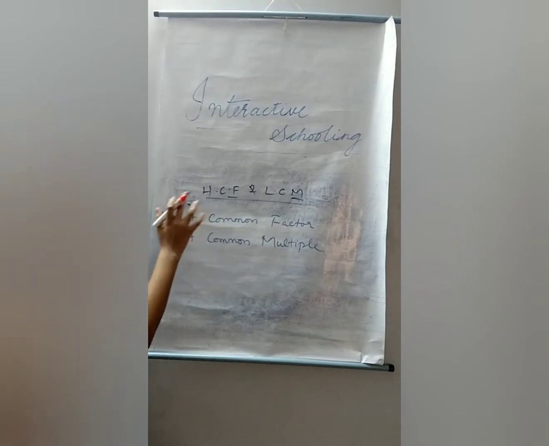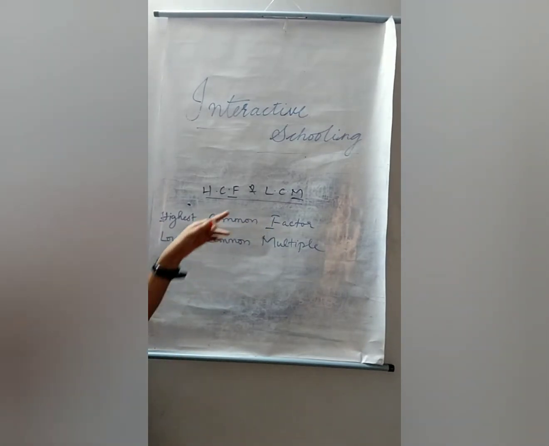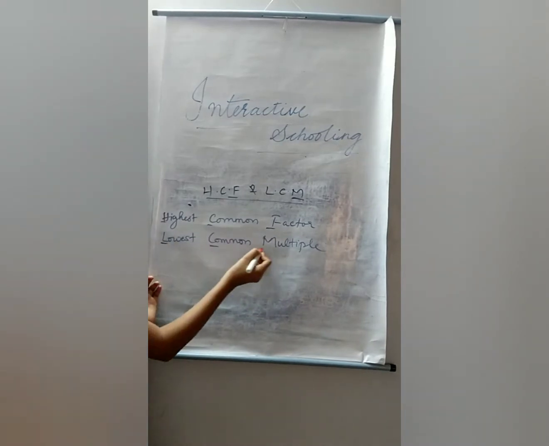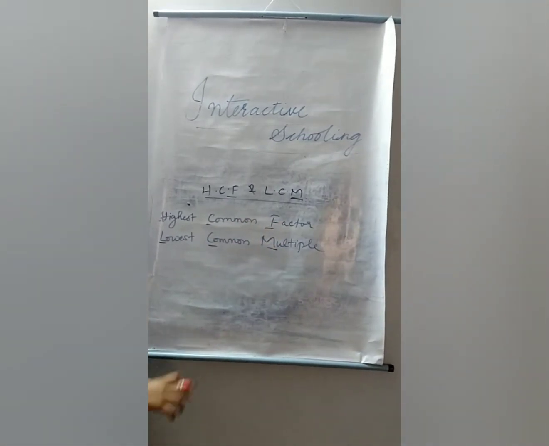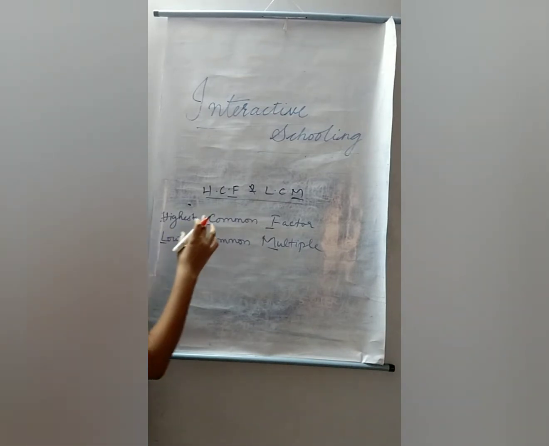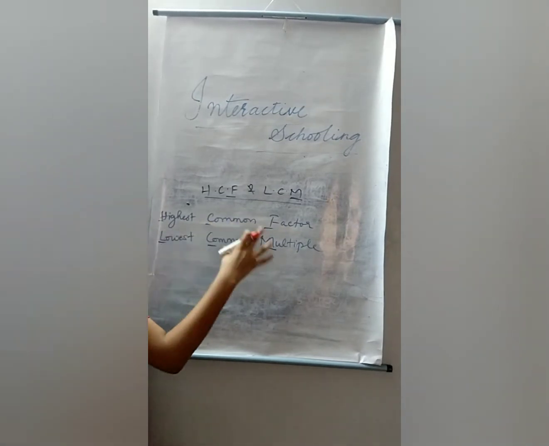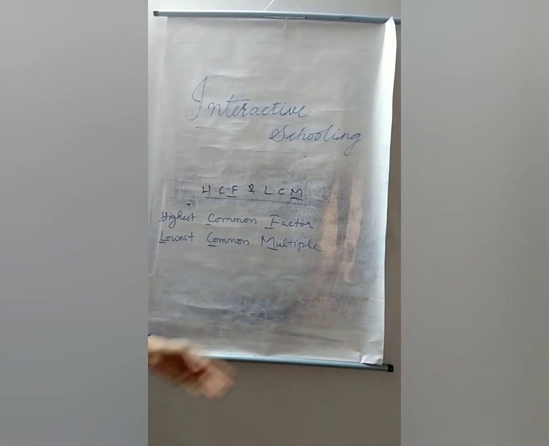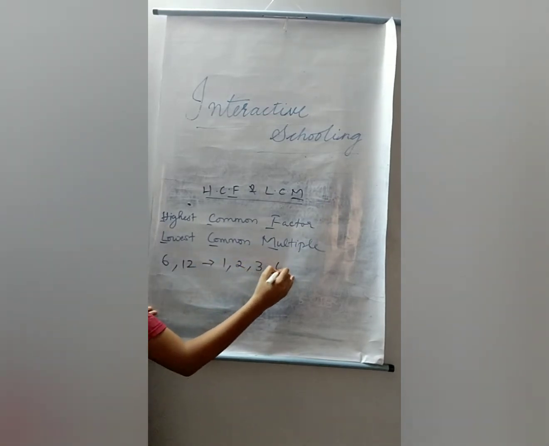So as you can see, the full form of HCF is highest common factor, and the full form of LCM is lowest common multiple. So common factor and common multiple. As I had mentioned in one of the divisibility rules videos, a common factor means a factor which is common amongst two or more numbers. For example, 6, 12. Here the common factors are 1, 2, 3 and 6.